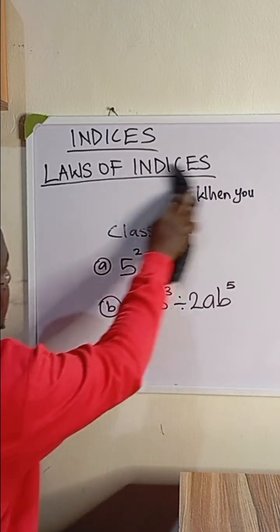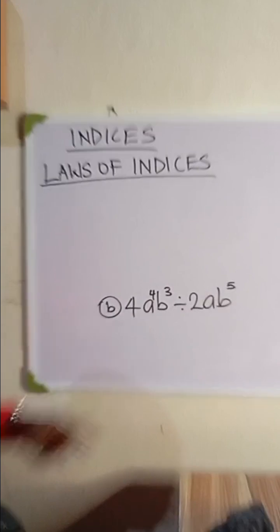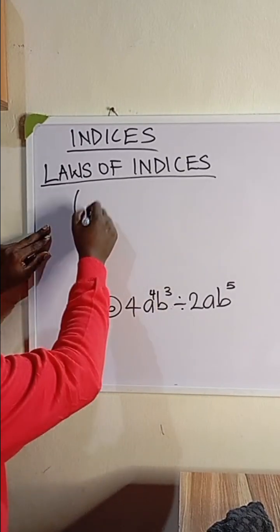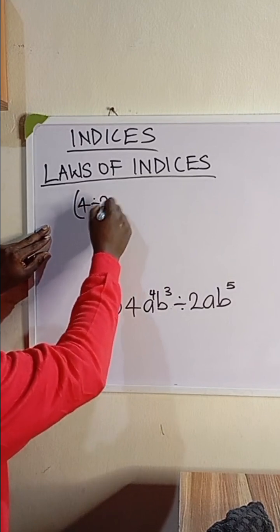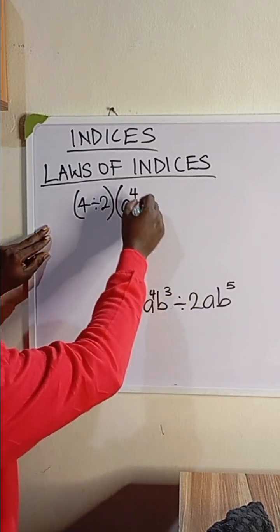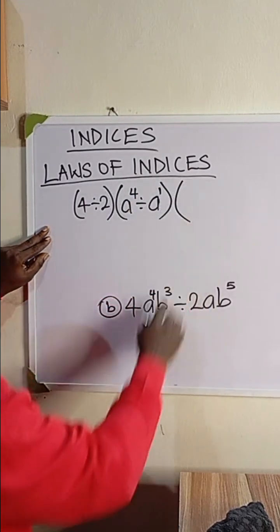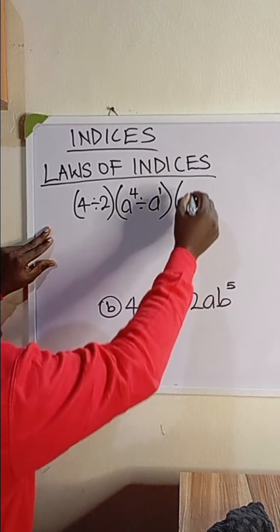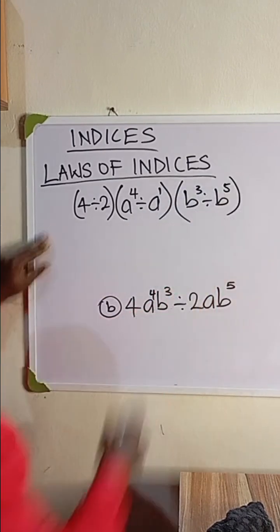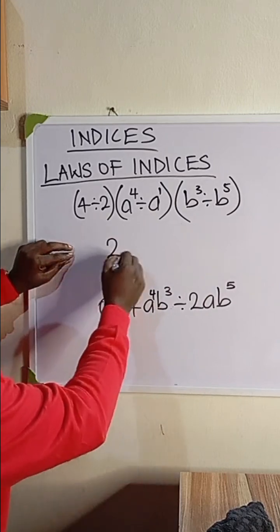I'll wipe this off. So for the second question, we bring the numbers into one bracket, 4 divided by 2. We bring A into one bracket, A to the power of 4 divided by A to the power of 1, for A is the same as A to the power of 1. And we bring B's into one bracket, B to the power of 3 divided by B to the power of 5. So 4 divided by 2 gives us 2.